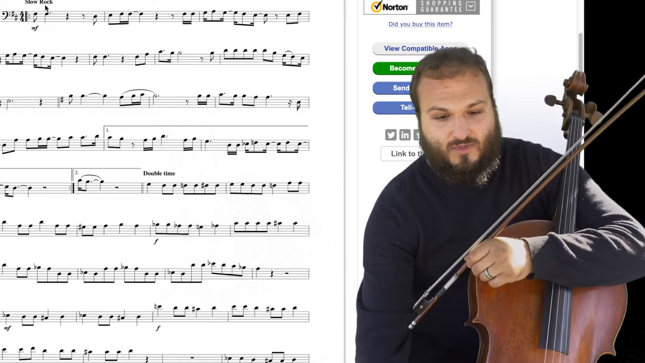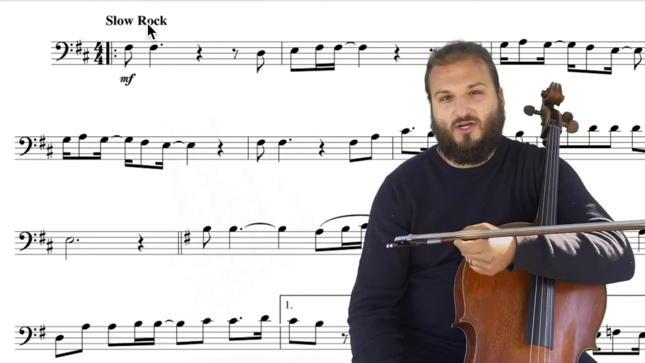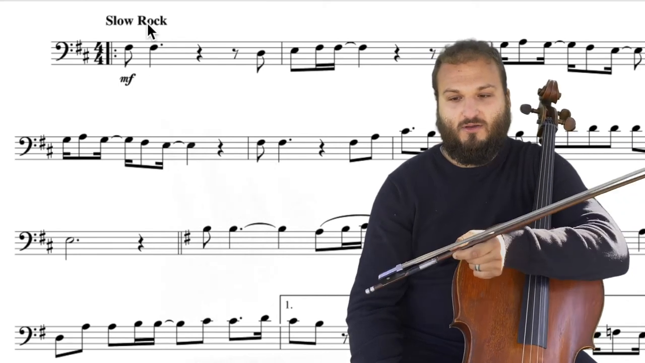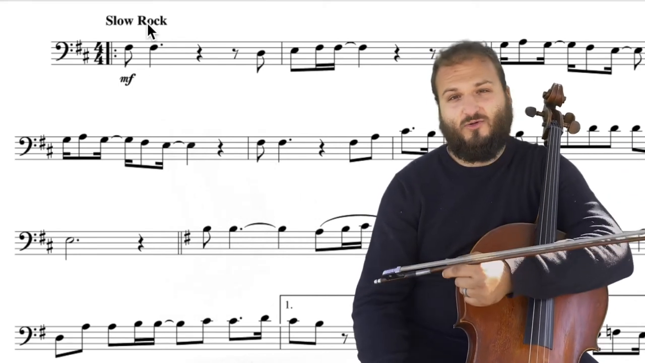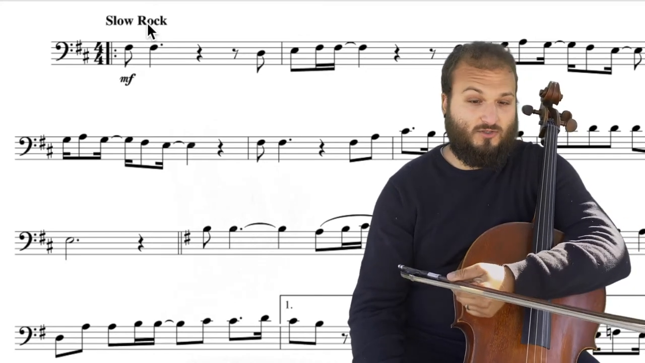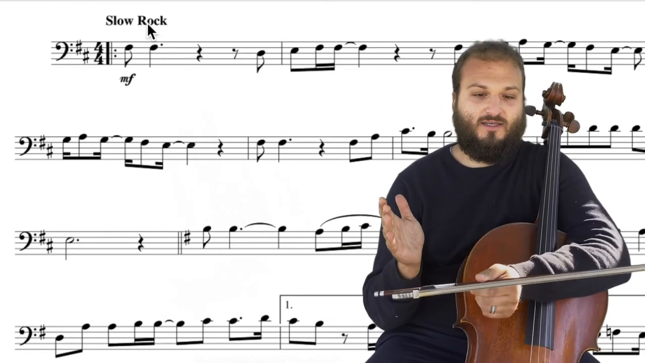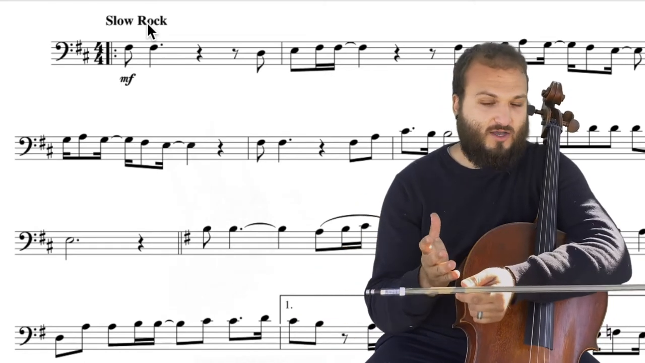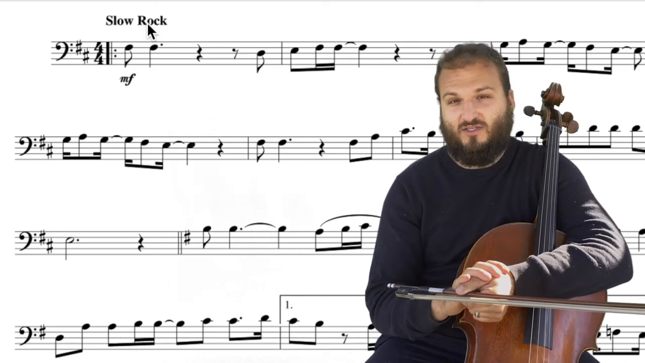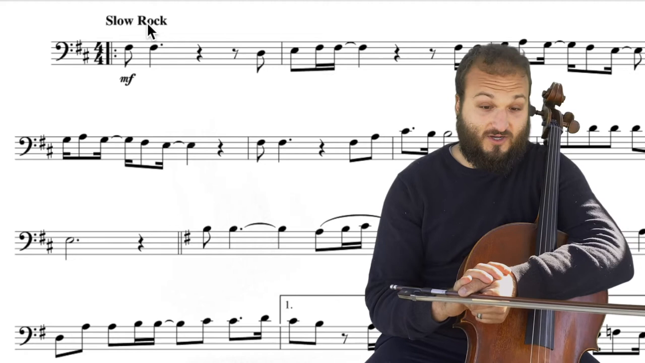So one is slow rock. You'll often see at the start of music some sort of marking that indicates the feel or the tempo. In this case, it's indicating both. It's saying that it's slow, so it's not going to be like Twinkle tempo 4/4. It's also saying that it's rock, so you're going to want to use the feel of rock music and the many intricacies that involves.